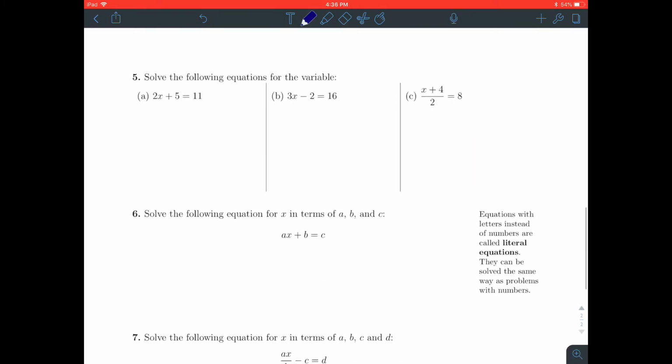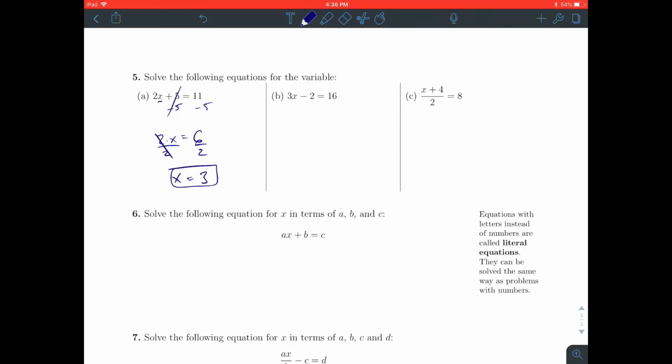Alright, now that we're up to the math though, let's take a look at some of these problems. So you've got 2x plus 5 equals 11. Just like we talked about in class, we want to solve for x, which means we want to start with getting rid of the plus 5. So we'll subtract 5 from both sides. We get 2x equals 6. To undo multiplication by 2, we divide by 2 on both sides. We get x equals 3.